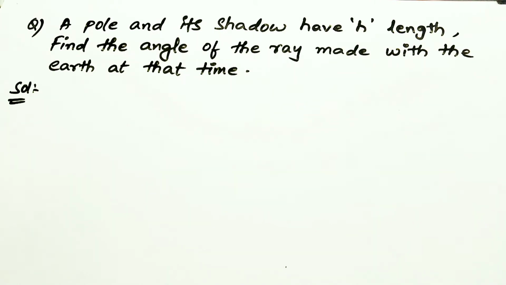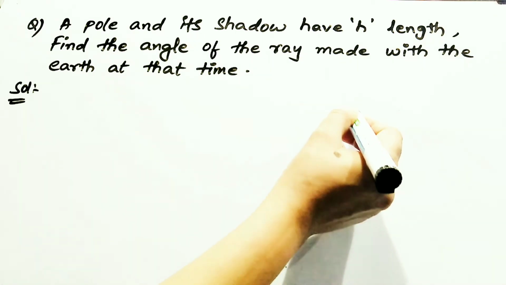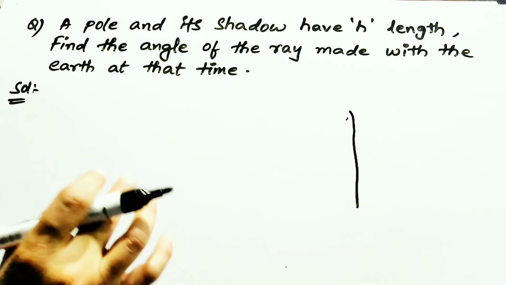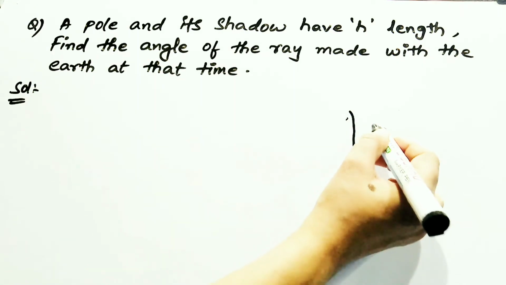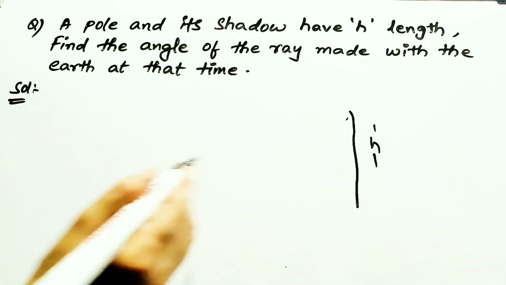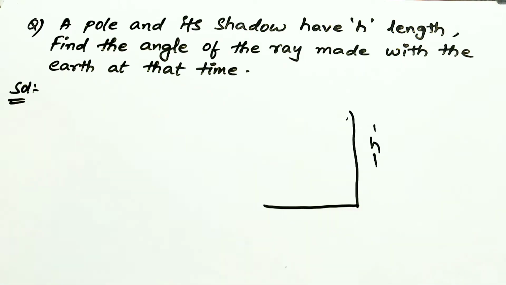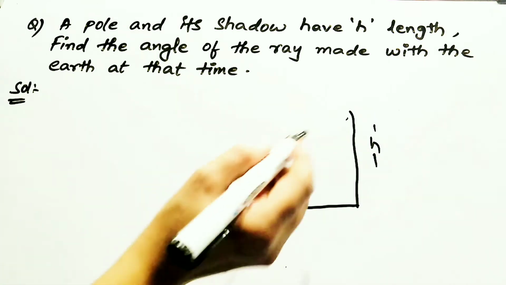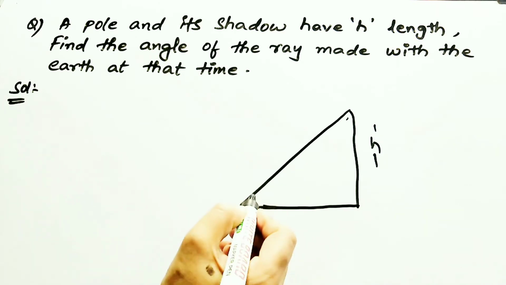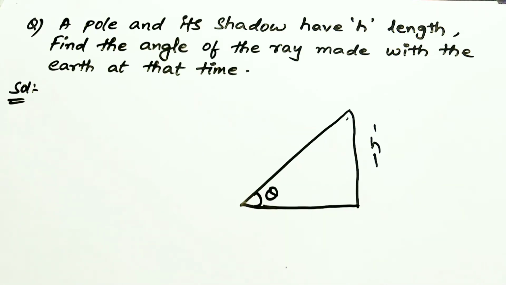Let's solve another problem. A pole and its shadow. Suppose this is your pole. The length of the pole and its shadow have the same length h. Find the angle of the ray made with the earth at that time. Suppose this is your earth ground. One angle is formed, and the angle is considered as theta.